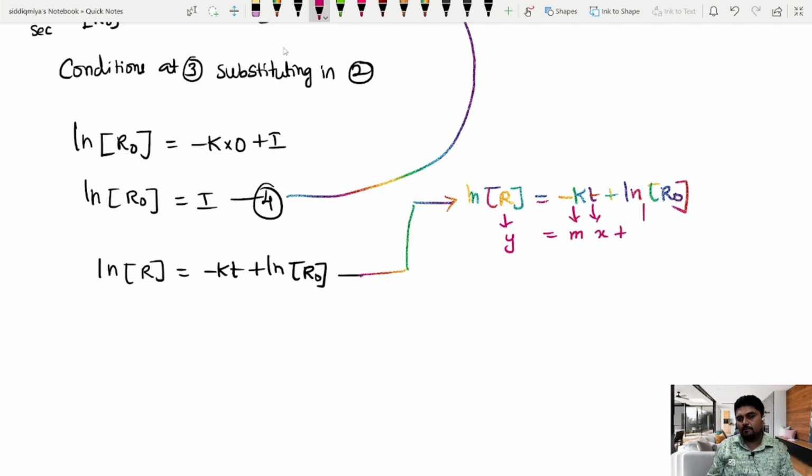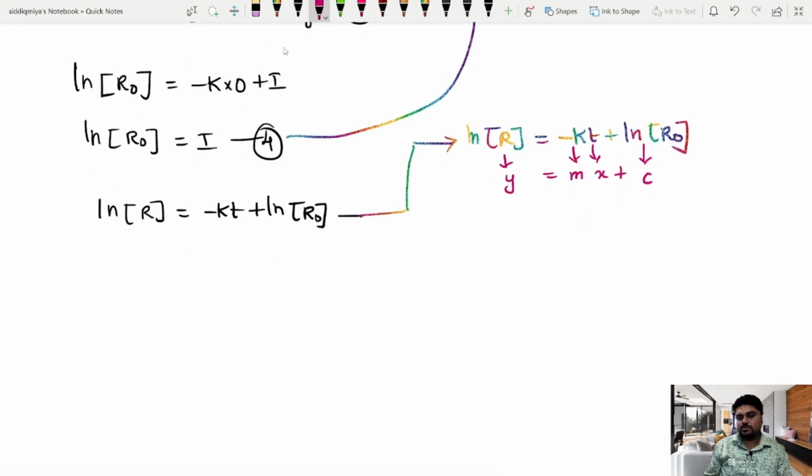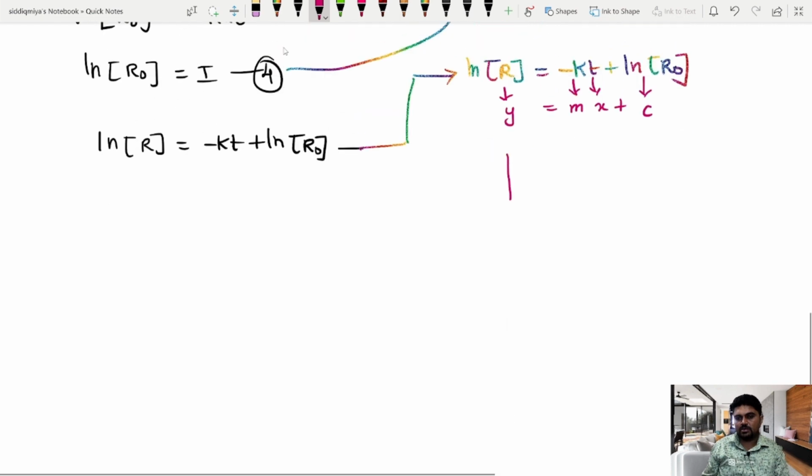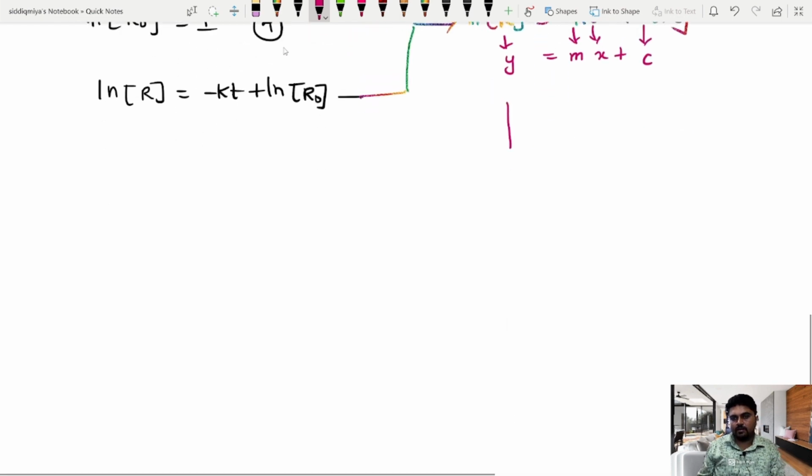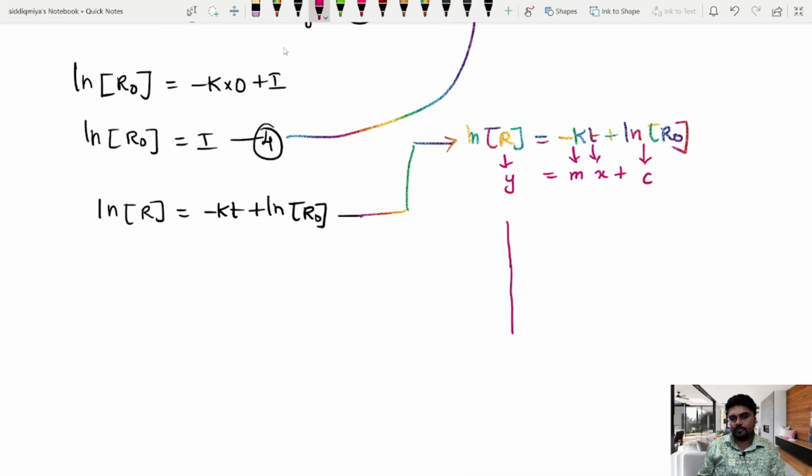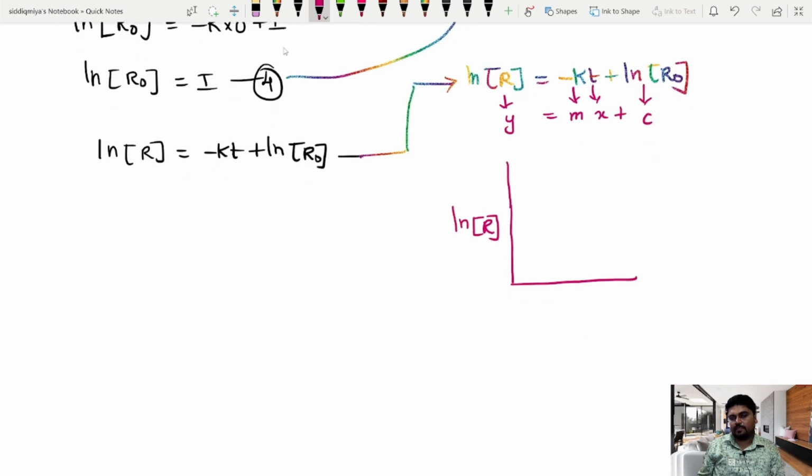So on y-axis what we need to take here? On y-axis you have to take ln R. On x-axis you have to take time. So you will get a negative slope, that is minus k. And what is the intercept here? The y-intercept is ln R naught. This graph is important.